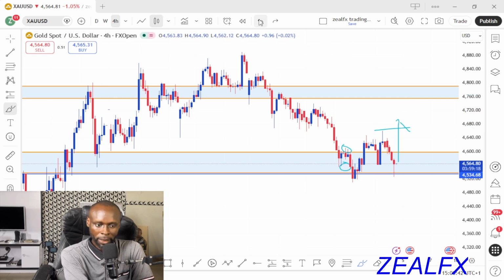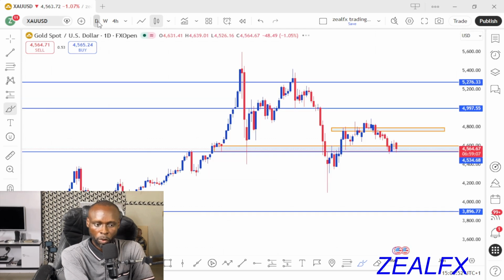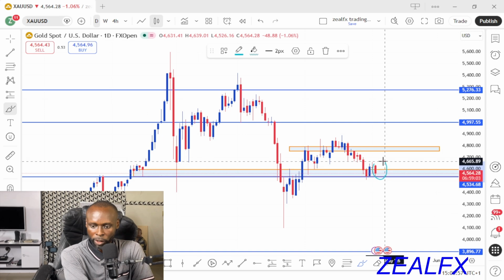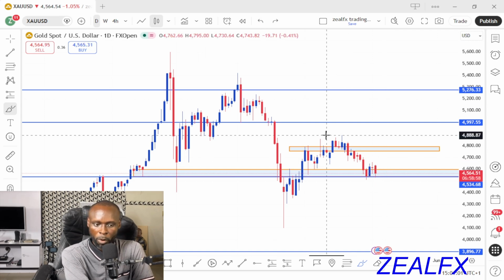Gold USD still remains strongly bullish for this week. So our job as traders is to look out for more buying opportunities on gold USD, because if you are selling from this support level, you are just risking your hard-earned money. So look for more buying on gold this week.